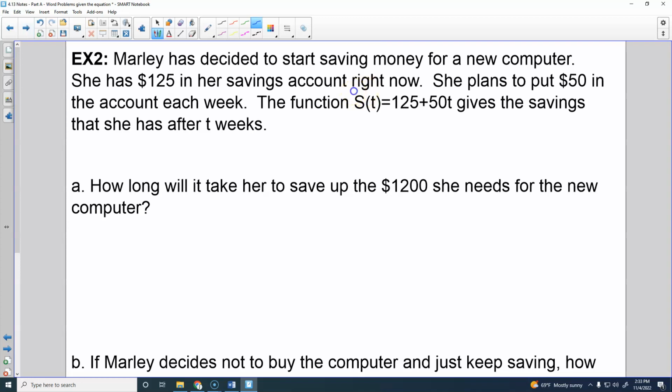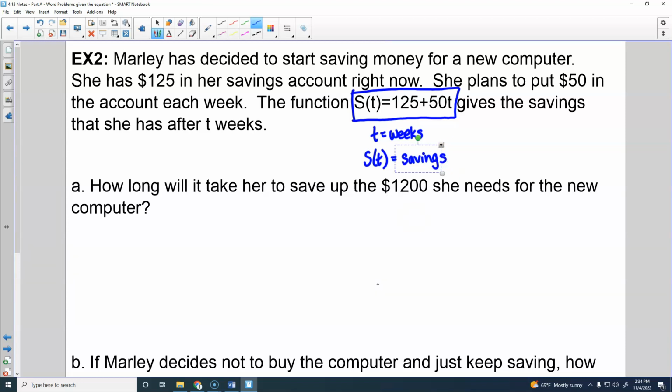Okay, so right here is our equation. Even if we don't understand how they got it, it gave it to us. So all this reading about it, you don't really have to do. Although, hopefully you understand this 125 right here was the amount she originally had. And then this 50 is the amount per week. So this is 50 times T, which is the number of weeks, right? So we know T is weeks. What is S of T? What does that tell us? That's your savings, or your balance of your savings account there.